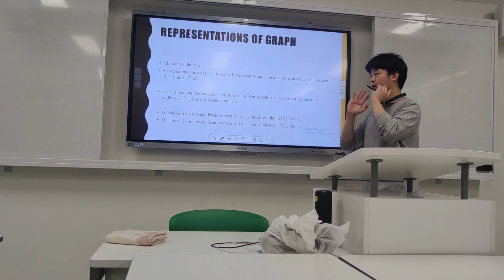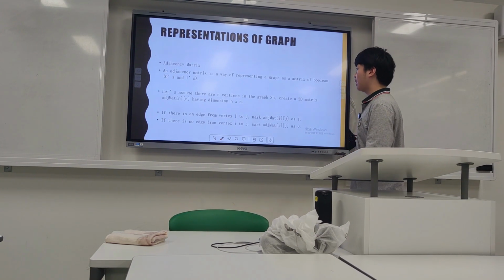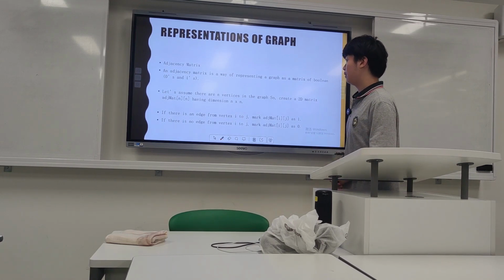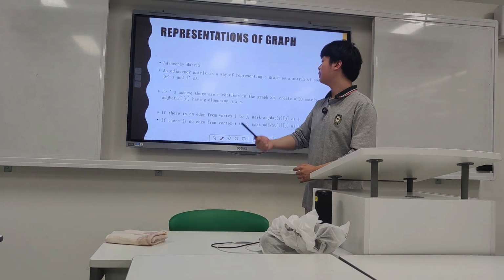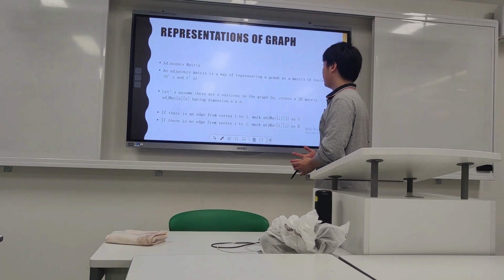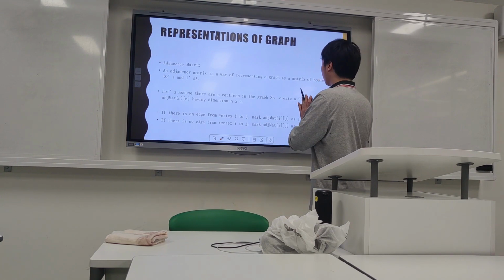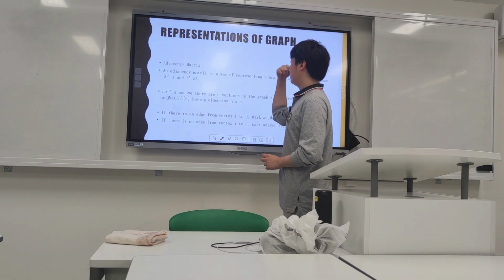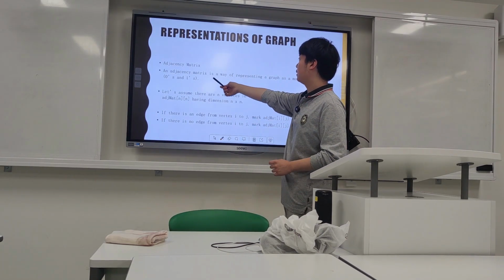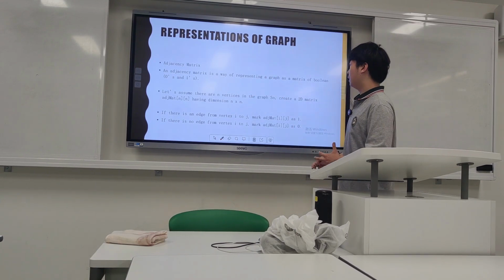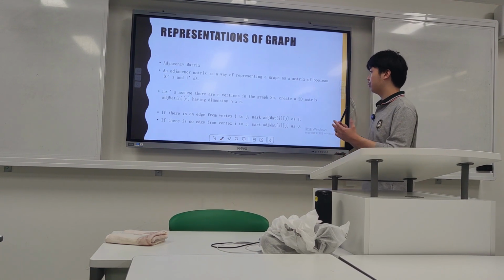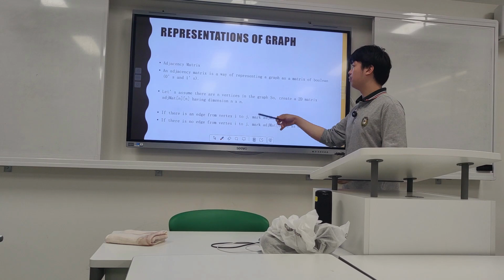So after knowing the classification, or you can say the characteristics, of common graphs, we'll be talking about the representations of graph. So today we'll just talk about one common way of representing a graph in your codes. The most common way that we use is the adjacency matrix. An adjacency matrix is a way of representing a graph as a matrix of Booleans, so there will be 0 and 1.